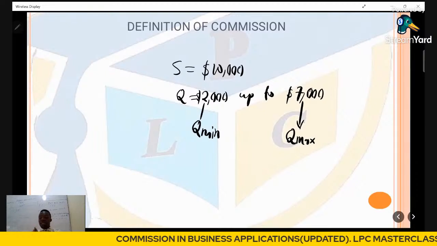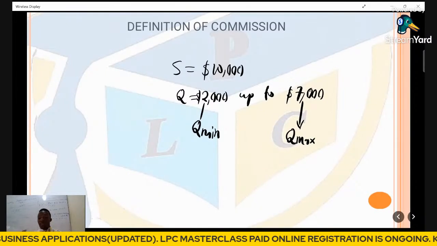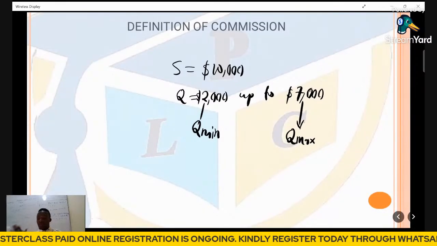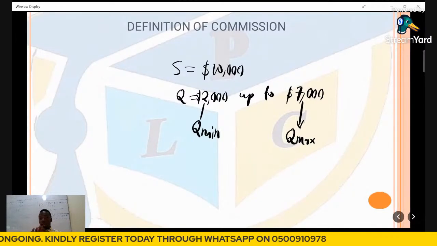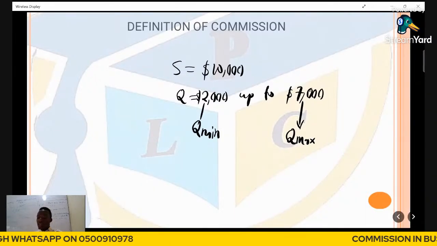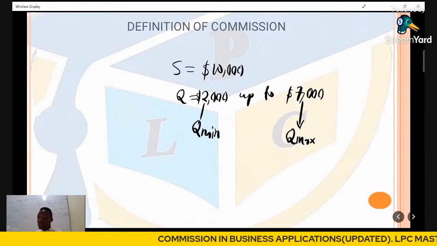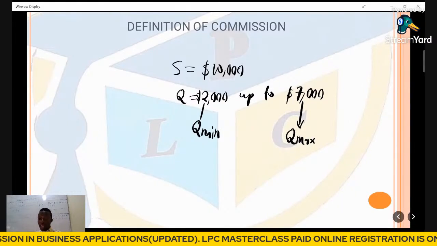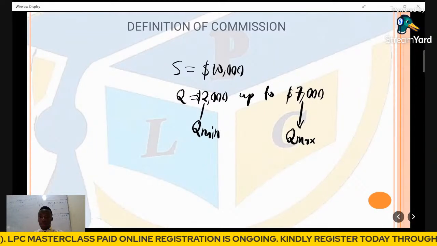Let's take note that for an agent or sales personnel to earn a commission, you are given a range of two numbers. We call the first one the minimum quota, and the second one the maximum quota. How do these two relate in the application of commission? You can earn a commission on sales exceeding 2,000 up to 7,000. Any other extra sales beyond this range attract zero commission, even though you made 10,000 in sales at the end of the day. I believe you are following.